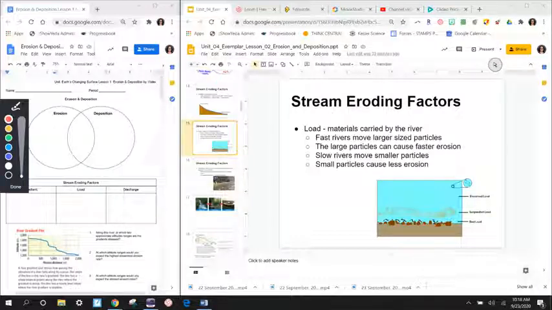Fast-moving water can carry bigger particles. Large particles can then cause faster erosion. Slow-moving rivers move smaller particles or less particles. And so because they are carrying less particles and those particles are smaller, less erosion happens.